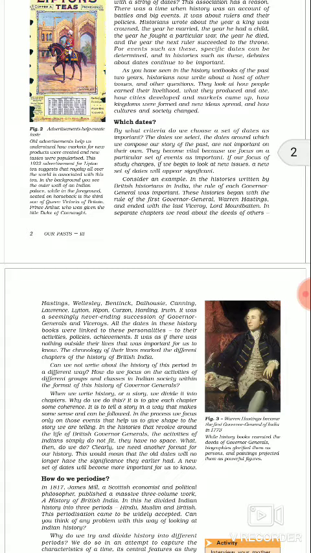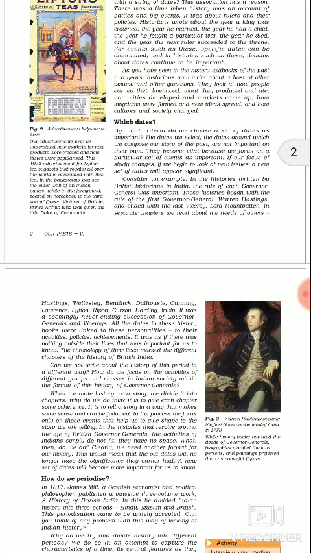They become vital because we focus on a particular set of events as important. We are focusing only on the dates which are important as per our point of view. If our focus of study changes, if we begin to look at new issues, a new set of dates will appear significant. These dates are as important as we consider them, and if our focus of study changes, a new set of dates will appear before us.